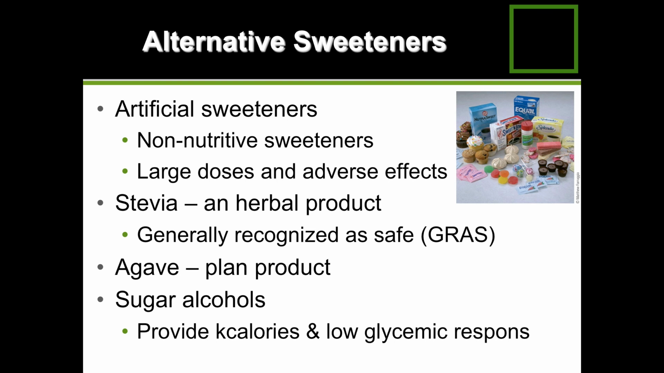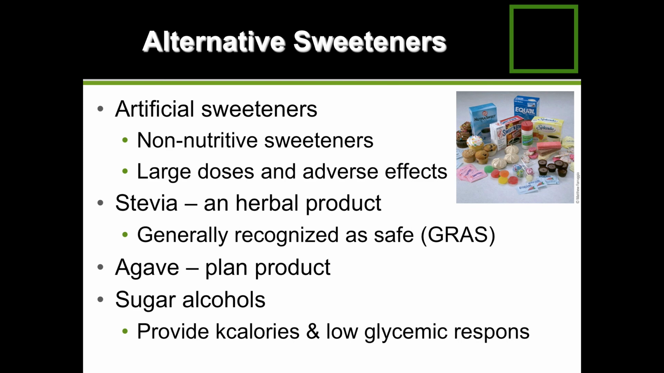Then you have stevia. Stevia is an herbal product. It actually comes from an herb. It's under the GRAS list, and GRAS stands for generally recognized as safe. Now, the problem with stevia for some people like myself is that it is very sweet, but it has a very bitter aftertaste, so I don't like it.